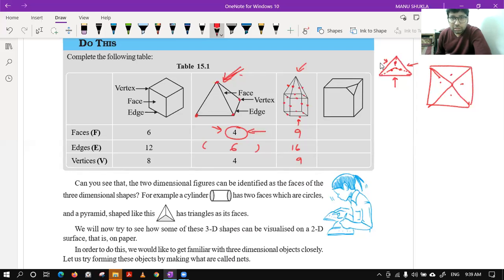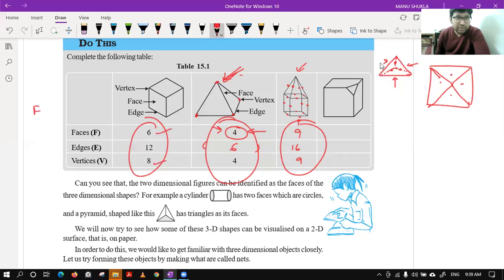Fine. The formula before finding: if you see these three things, you can make a formula on your own. The formula is something like this. If I add F plus V, can we say it is equal to E? Please tell. If I add F plus V, can I say right now it is equal to E? No. So what should I add in the E to make it balanced?